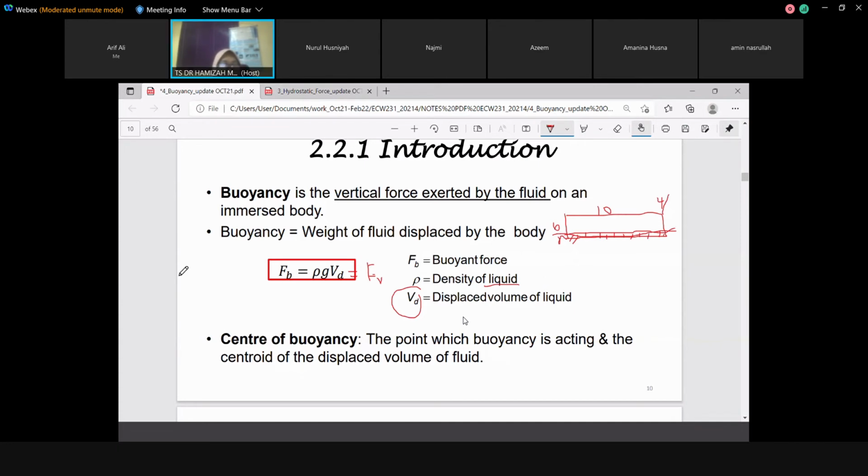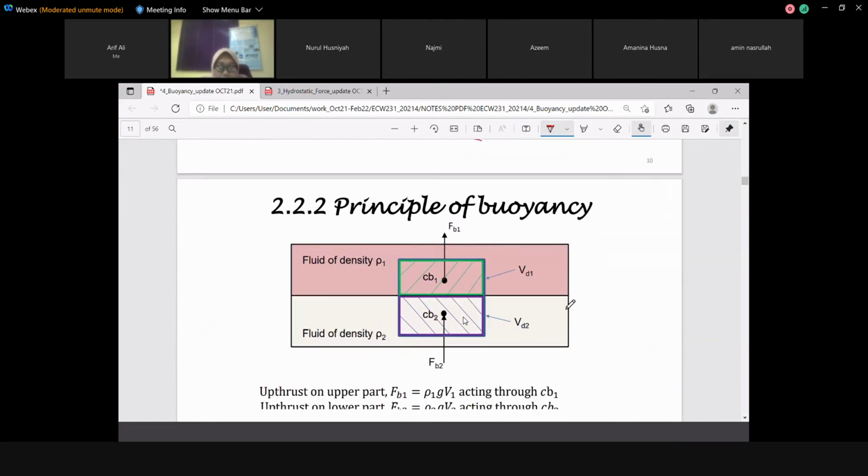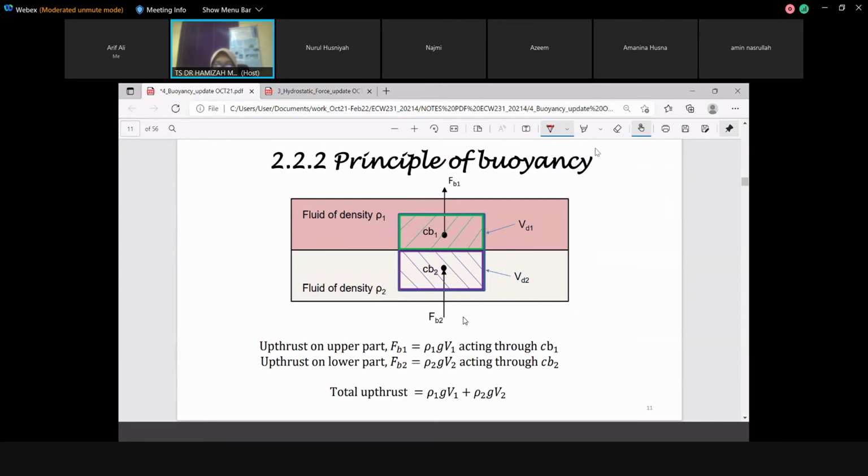Okay, and then earlier I mentioned center of gravity. Actually for buoyancy, they change the name a bit to center of buoyancy. But it is the same thing, which is the center of buoyancy, the point at which buoyancy is acting, and the centroid of the displaced volume of fluid. Okay, we have center of buoyancy here. Okay, this is buoyancy of different fluid. So we have density 1 and density 2.